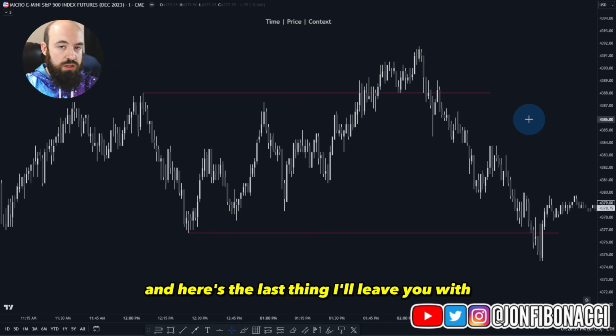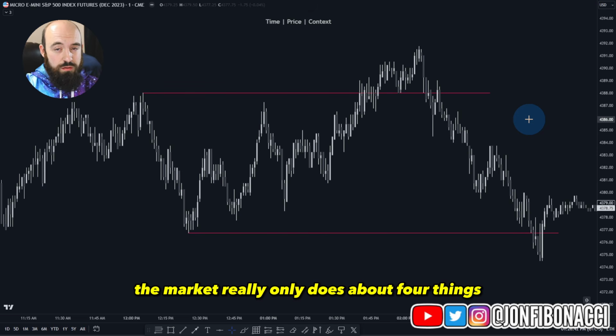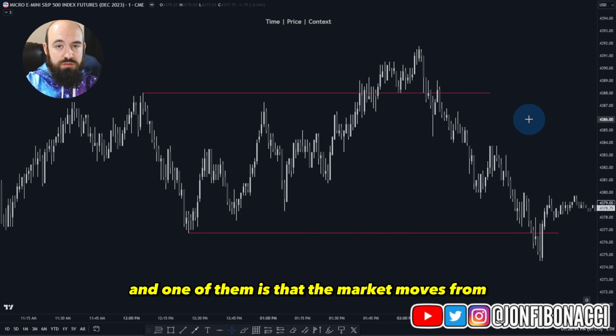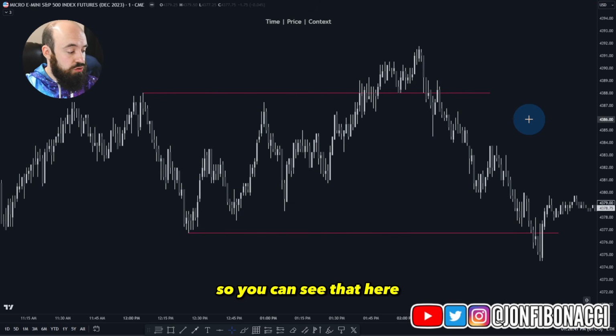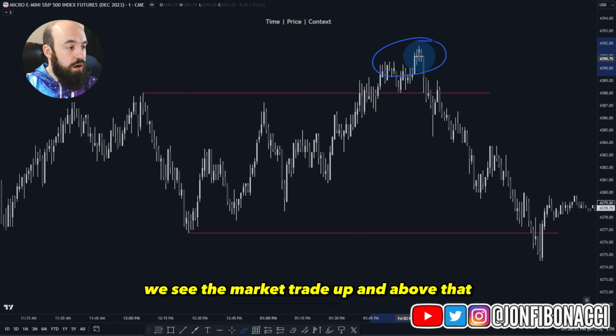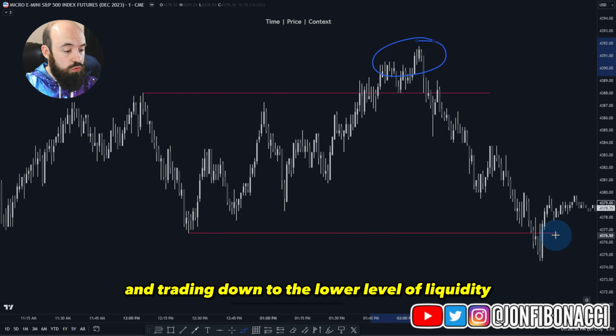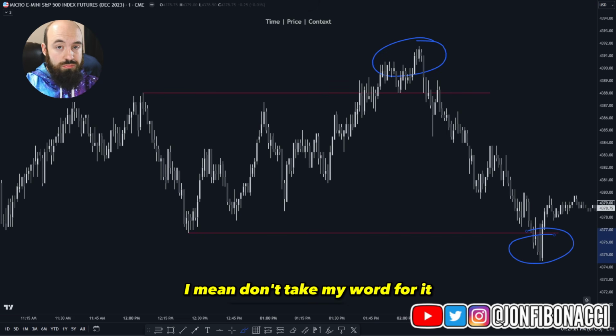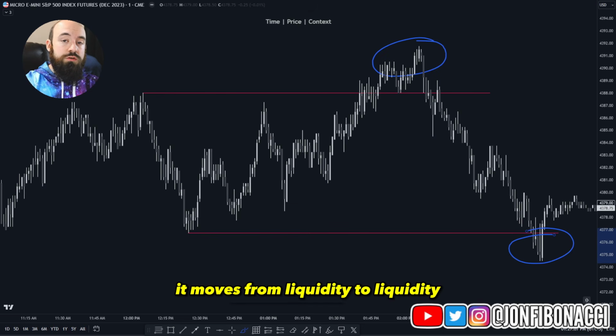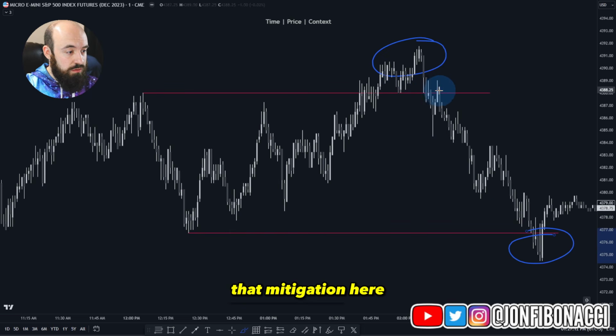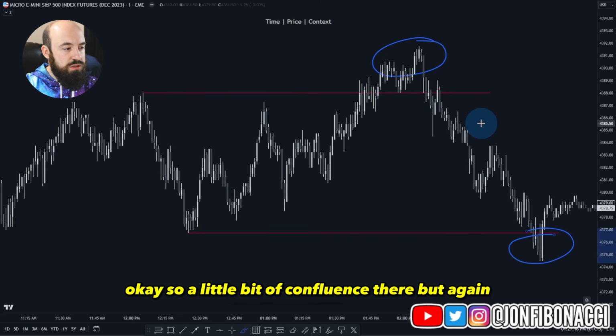All right, and here's the last thing I'll leave you with. The market really only does about 4 things. And one of them is that the market moves from liquidity to liquidity. So you can see that here. That previous high, we see the market trade up and above that, hitting that previous high liquidity and trading down to the lower level of liquidity. I mean, don't take my word for it. Look at the chart. Look at previous charts. That's what the market does. It moves from liquidity to liquidity. And check this out. That mitigation here, right there, is also that old high right there. Okay, so a little bit of confluence there.